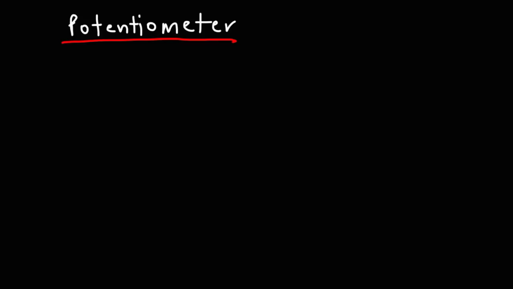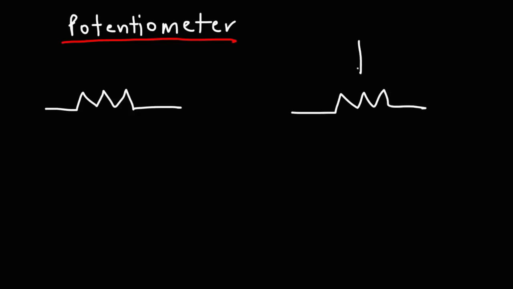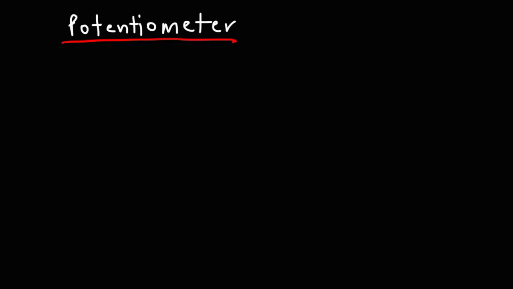But let's talk about the potentiometer. So here is the electrical symbol of a potentiometer. You can draw it this way. You can draw it this way. It's a variable resistor. But let's use this version of it. I want you to understand how it works. So let's call this point A, point B, and point C.